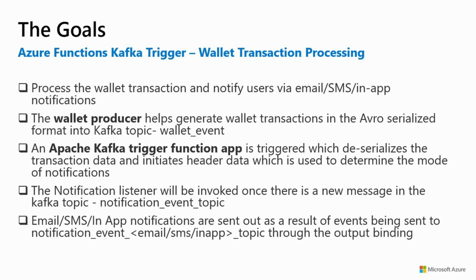Finally, as a message lands into the respective channel topic, the respective function app gets triggered to send the notification messages through the identified channel. That is, all email messages will be sent through email, SMSs will be sent through SMS, or in-app marked messages will be available in the app.